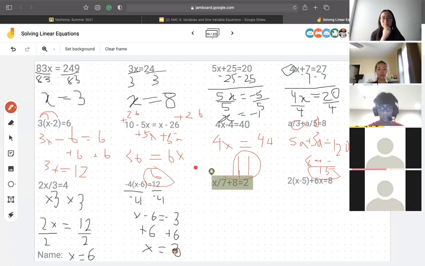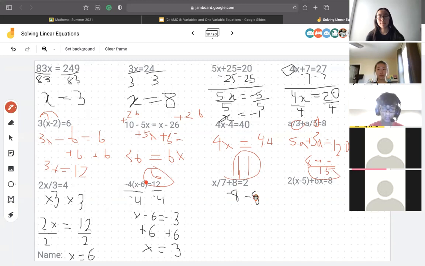For this next one, we subtract 8 from both sides to isolate x. And then we get x divided by 7 is going to be equal to -6. Then we multiply by 7 on both sides. And we get x is going to be equal to -42.